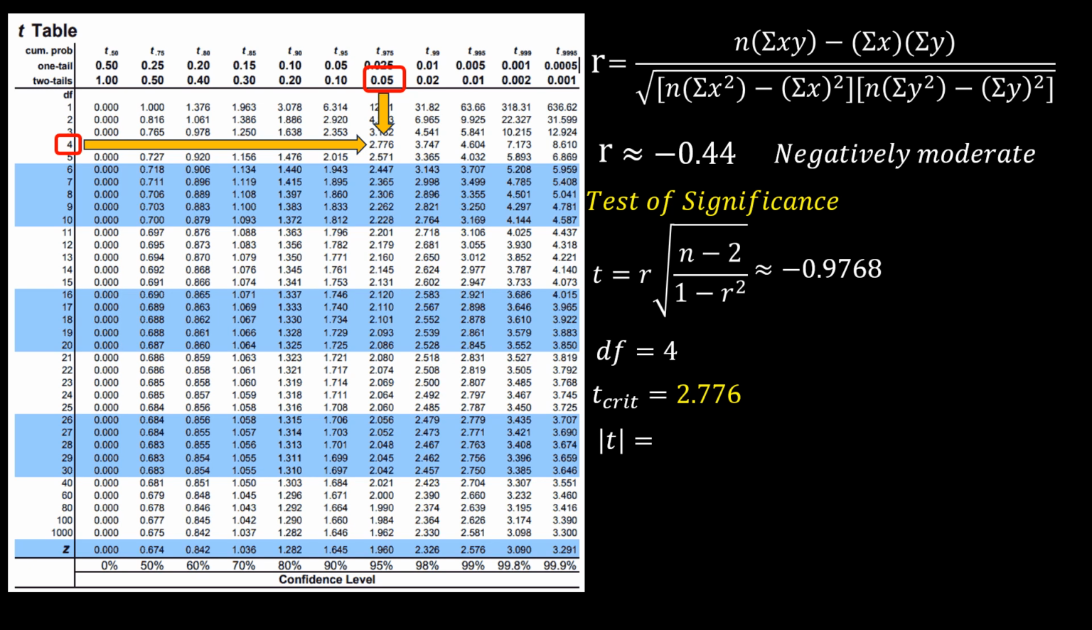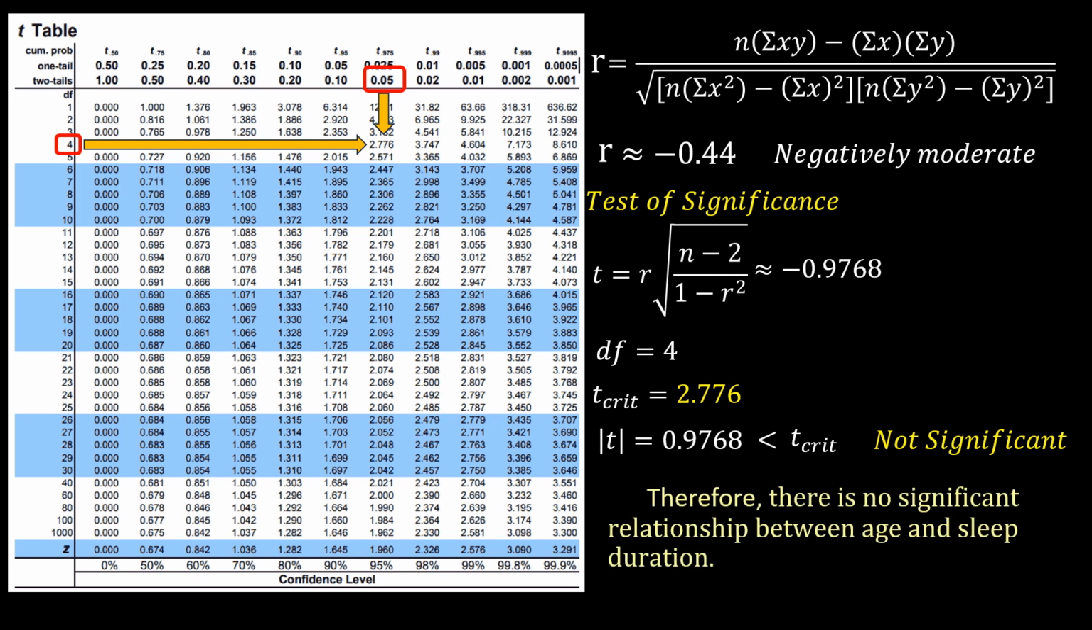So this critical value will be your basis for comparing with the t value. Take the absolute value of t, which means you simply ignore the negative sign, so it's 0.9768, and compare it with the t critical. Since it's lesser than the critical value, the result is not significant. For it to be significant, the absolute value of t should be bigger than the critical value. So since it's not significant, we can conclude that there is no significant relationship between age and sleep duration.